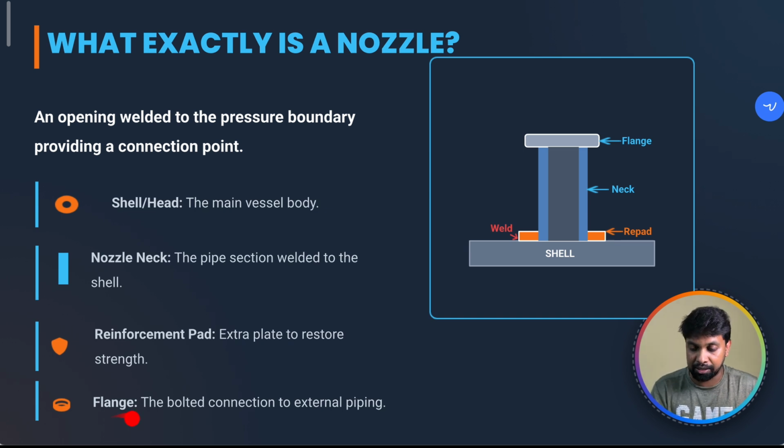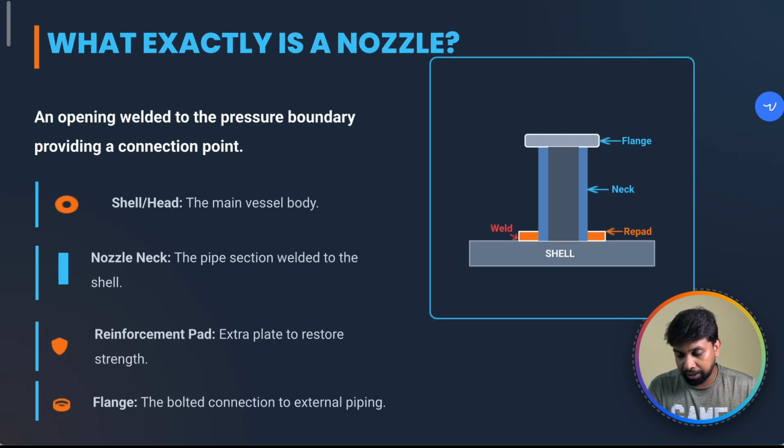And finally the flange, the bolted connection to the external piping. Here you can see the flange. Here our process pipe will be connected, which is connected to another flange. Both flanges are connected using bolts. Sometimes it can be a direct butt weld also, but most of the time it is a flange connection.